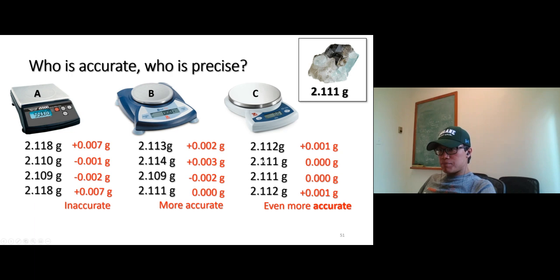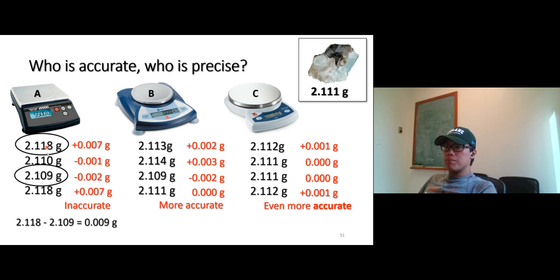How do we measure the precision? Well, for precision, we look at all the measured values to see if they are close together. Here's how I do it. I'll just take the highest number minus the lowest number. That's the gap. That's like the range of the measurement.